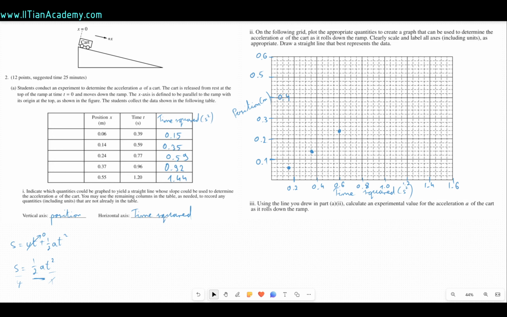And then we need to draw a line that represents the data. So we can simply draw a straight line, which in this case seems to approximately pass through all the points, but it would also be okay if it doesn't pass through all of the points. We just need to draw a line of best fit. And then in part 3, we need to use the line we drew in this part to calculate the experimental value for the acceleration a of the cart. So what we need to do here is calculate the slope of the graph.